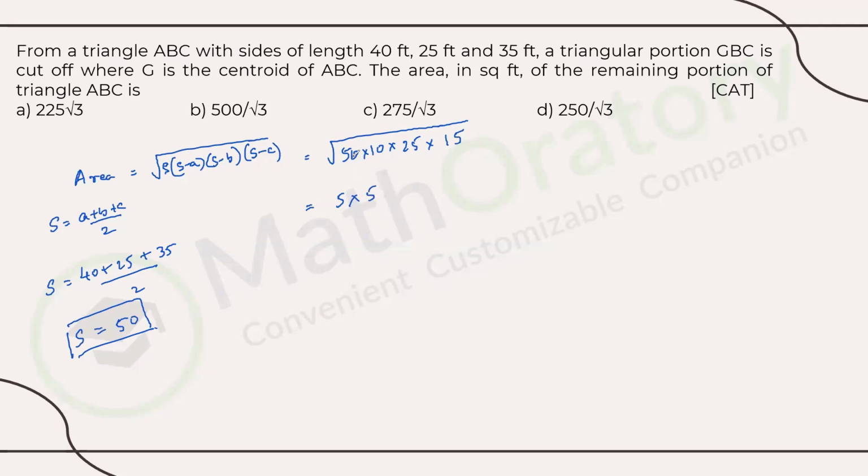And out of the 50, after the 25 has been taken out as a factor, you have 2 remaining here. And 10 also has a 2. So 2 into 2 taken out of the square root will be a 2. And after you take the 2 out of this, you have 5 remaining. 5 and you have another 5 here. So 5 into 5 taken out of the square root is another 5. And then you have a 3 remaining, which will be under the square root, right?